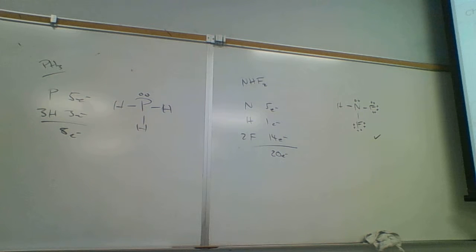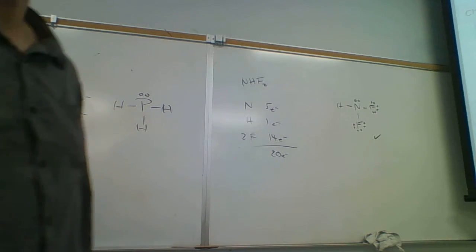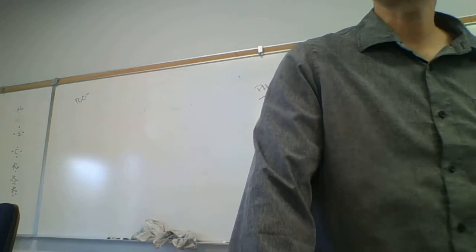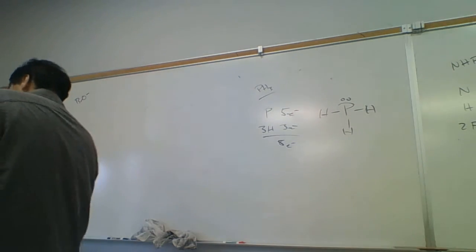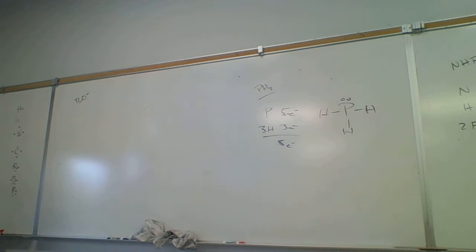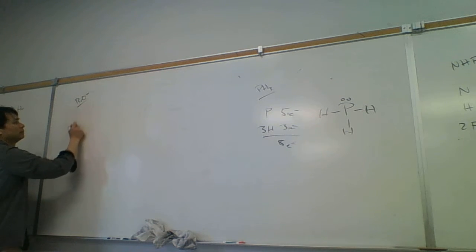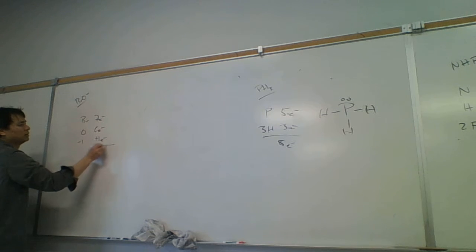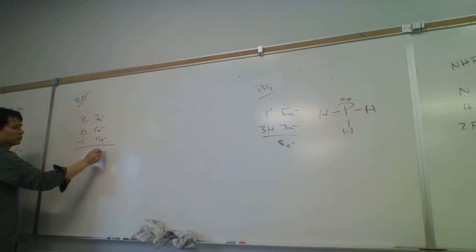Okay, let's take a look at this next structure, BrO minus. What's BrO minus called? BrO minus is called hypobromite. Bromate is BrO3, bromite is BrO2, therefore hypobromite must be BrO. So hypobromite ion, bromine, 7 electrons, oxygen, 6 electrons. A -1 charge means +1 electron. So it's 7, 7, this is going to be 14 electrons altogether.